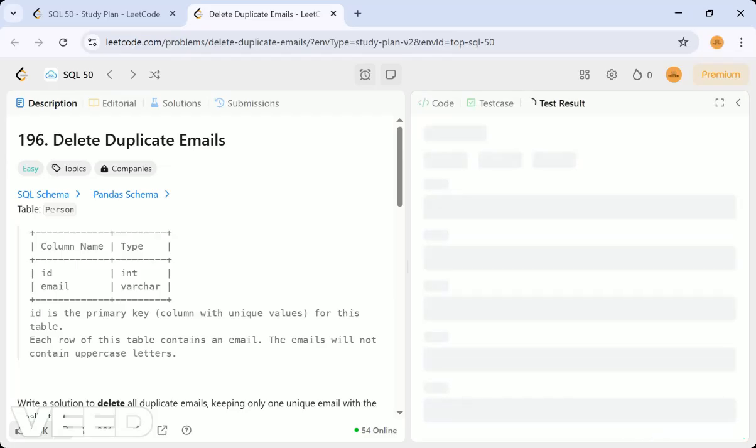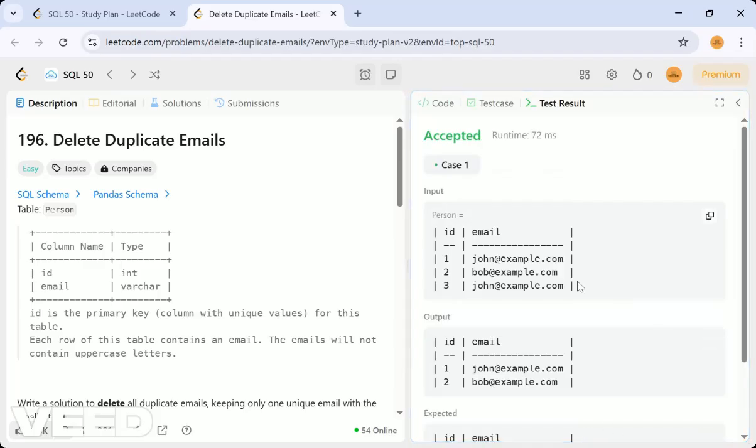Now we are deleting all the records from the Person table which have an id that is greater than the smaller id with the same email. The attempt is successful. Only two records are there. The row with id three is now deleted. Only the one with the smallest id of the repetition is there.